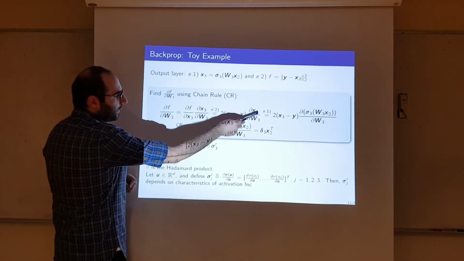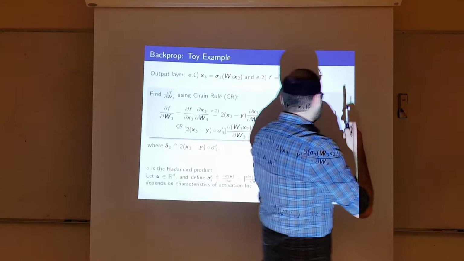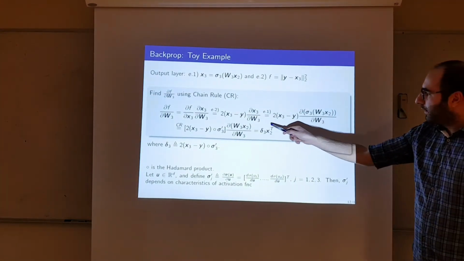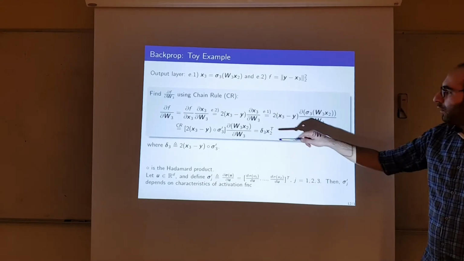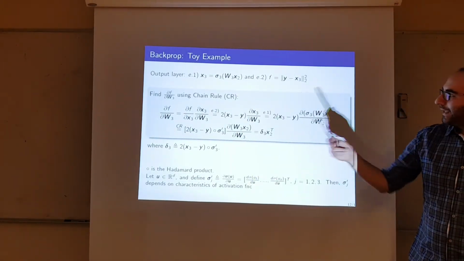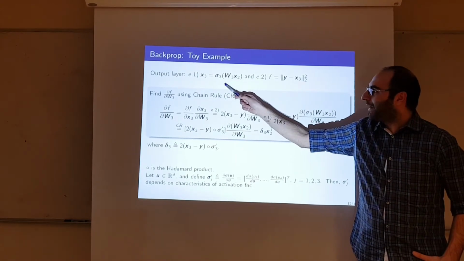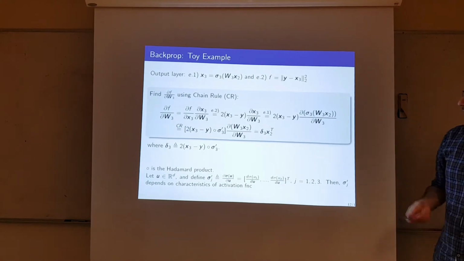So we have the gradient of x3 with respect to w3, right? And then we do one more trick, so to speak. Now we need a way to find this gradient, and we plug in the equation for x3. As I said, x3 is sigma 3 applied to w3 x2. Just plug it in here, right? And this is what we end up with.